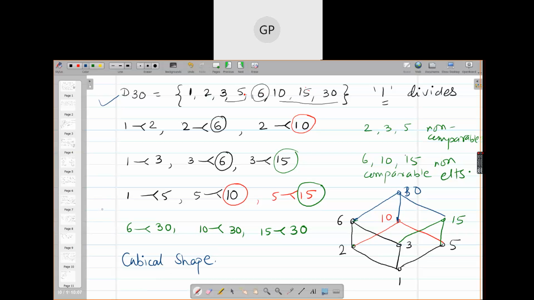Yes, ma'am. So what do you have to remember? Whenever you have 8 elements, the Hasse diagram will be a cube. But which elements are to be written where, that is very important. The element which does not cover anyone is at the bottom.